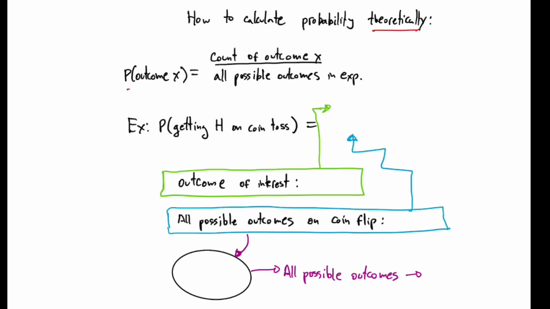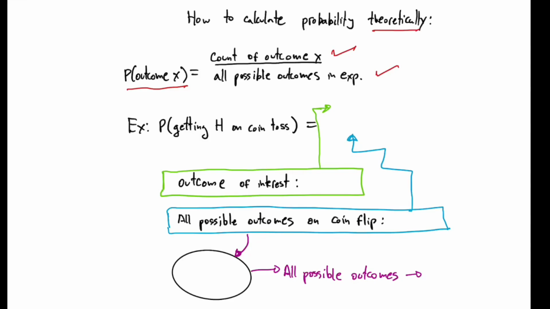So the probability of an outcome x, meaning any outcome you want to insert, like getting heads, let's say, on a coin toss, rolling a two on a die, etc. The probability of that outcome is going to be the count of this outcome, the probability of which you're interested in, divided by all possible outcomes in the experiment. Remember that an experiment is basically you doing a particular process and looking at the outcomes. So you're looking at all the possible outcomes and your outcome of interest.